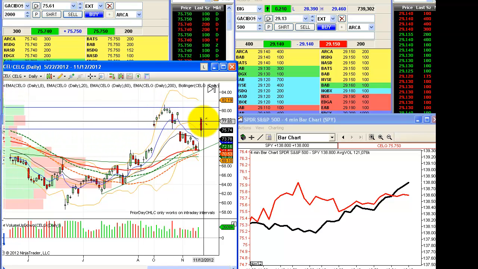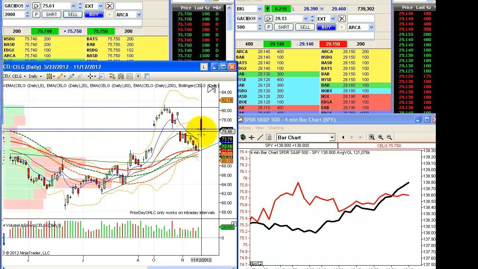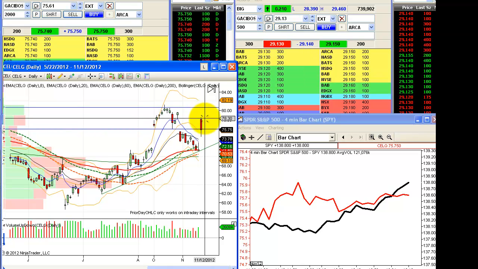So first of all, this is a pretty decent sized gap. The news is okay, nothing really spectacular. So I'm going to be looking for a spot to fade this to the best of my ability.